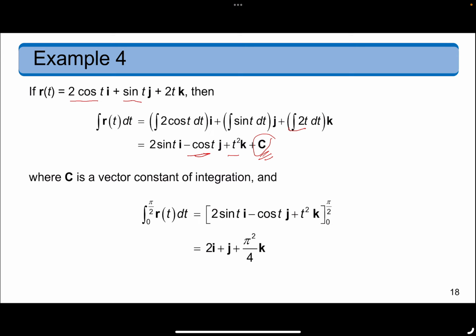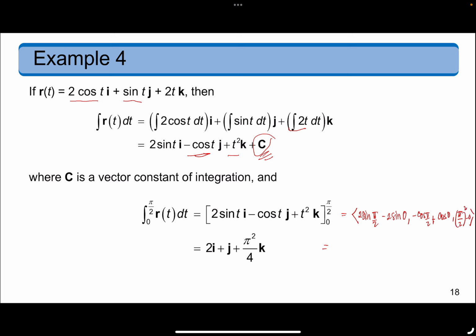And if we want to find the definite integral of r of t dt from 0 to pi over 2, we evaluate it from 0 to pi over 2. So that would be 2 sine pi over 2 minus 2 sine 0. And then for the second component, negative cosine pi over 2 minus negative cosine 0. And then we have pi over 2 squared minus 0.